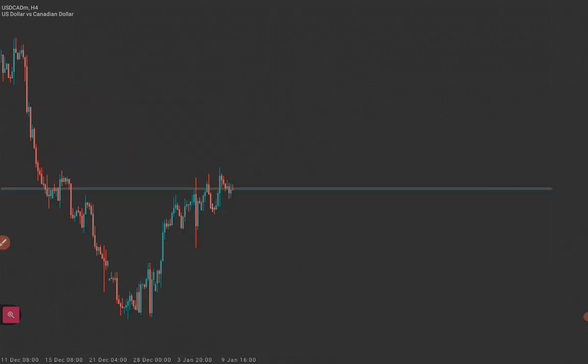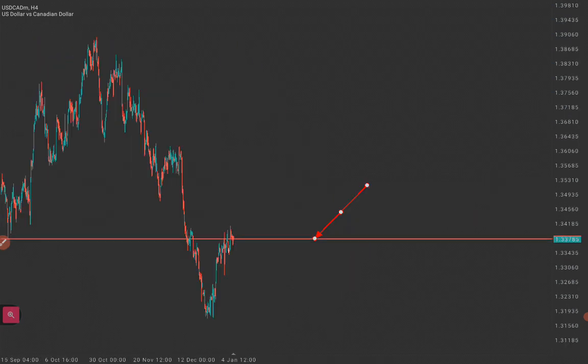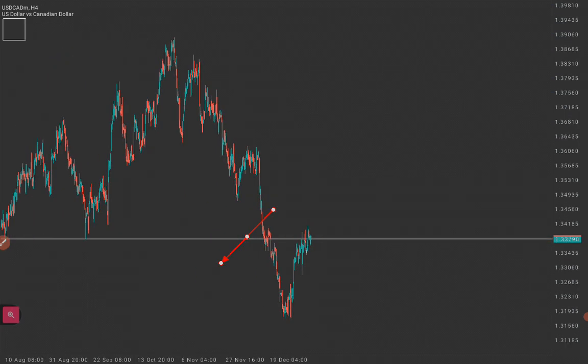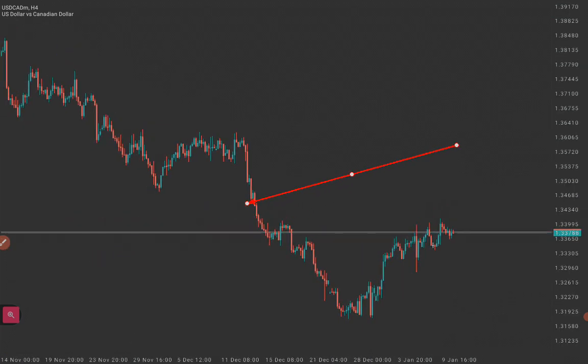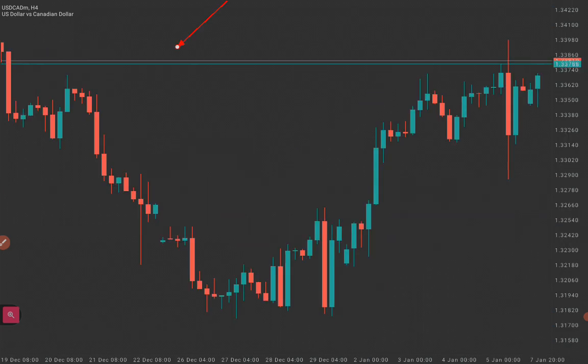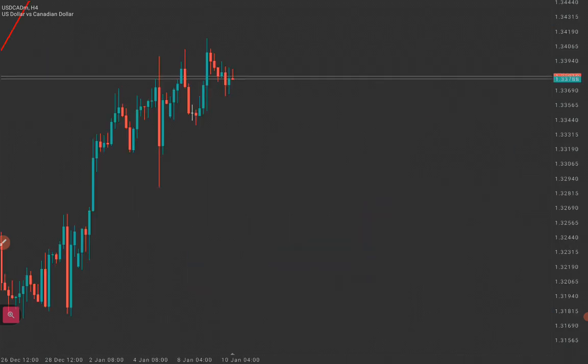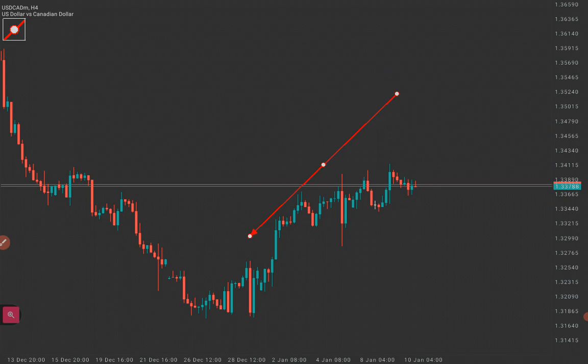So as you can see right here, there was a sell to the downside. Now this is the last liquidity sweep, and then a change of character. This is the last liquidity sweep. Then they have a change of character right here.